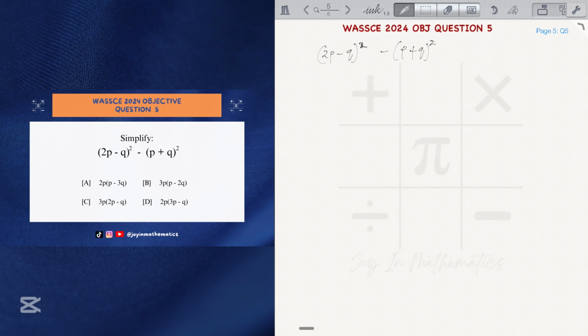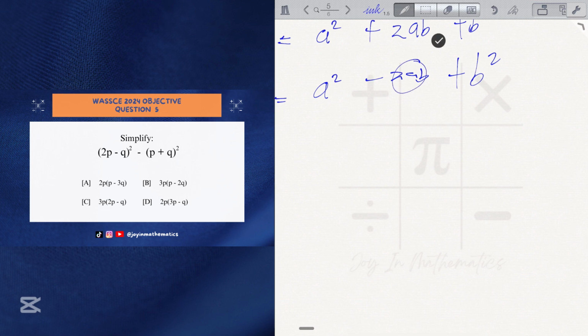To simplify this, we can choose to go in many ways. The first way is to apply the principle of the square of a sum, which says (a plus b) squared in algebra is equal to a squared plus 2ab plus b squared. Similarly, if we apply (a minus b) squared, we will have a squared minus 2ab plus b squared. Let's rewrite this. So we have a squared minus 2ab.